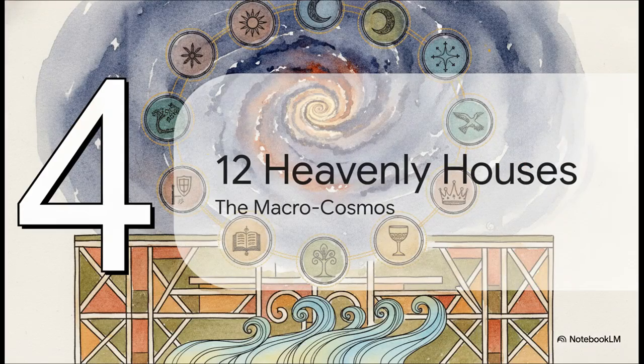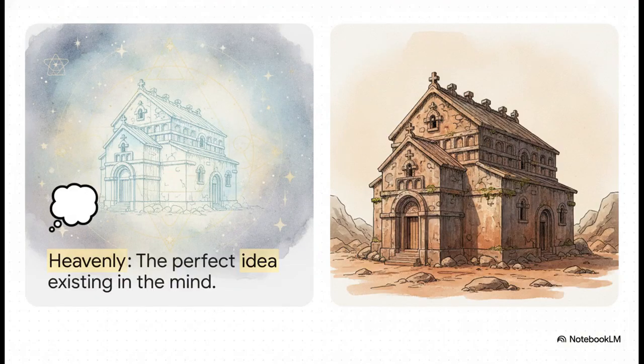Section 4. The 12 Heavenly Houses. All right, so we've seen how abstract energy physically manifests step by step. But let's zoom way back out to the macrocosmos for a second. Where do all these manifestations, all these forms of physicality, actually reside?